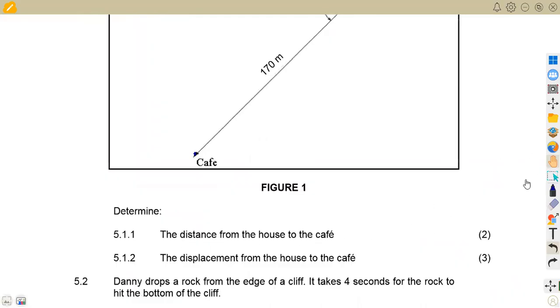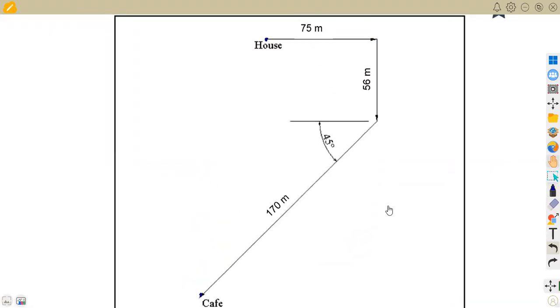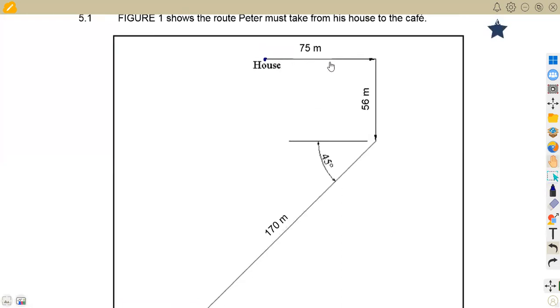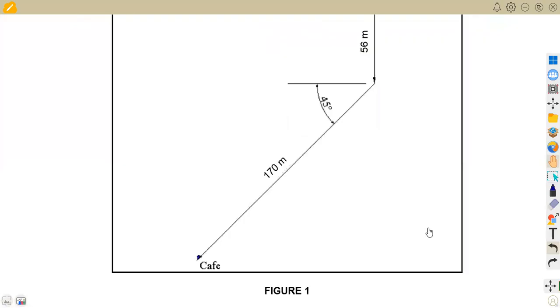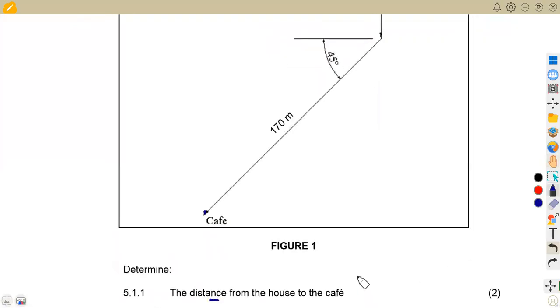So you've got the distance. Take note, this is distance. If you are referring to distance, we are referring to the movement which was taken from the house, throughout all the points until we reach the cave. So we are adding everything. That is the distance. So that is our distance.